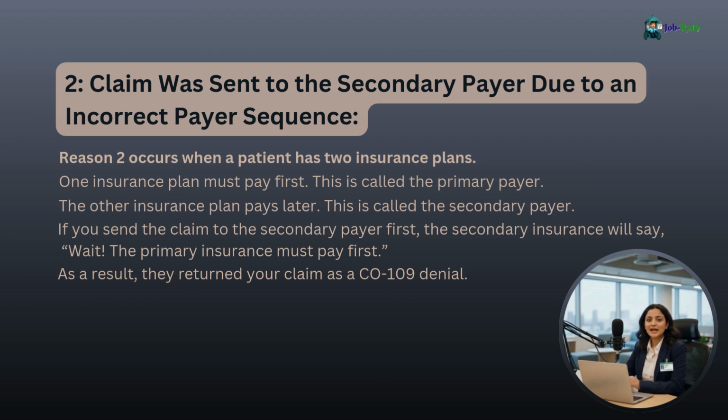Reason 2 occurs when a patient has 2 insurance plans. One insurance plan must pay first. This is called the primary payer. The other insurance plan pays later. This is called the secondary payer. If you send the claim to the secondary payer first, the secondary insurance will say, "Wait, the primary insurance must pay first," and as a result, they returned your claim as a CO-109 denial.